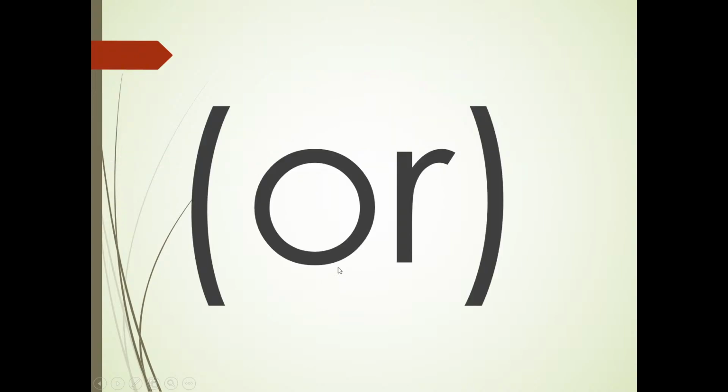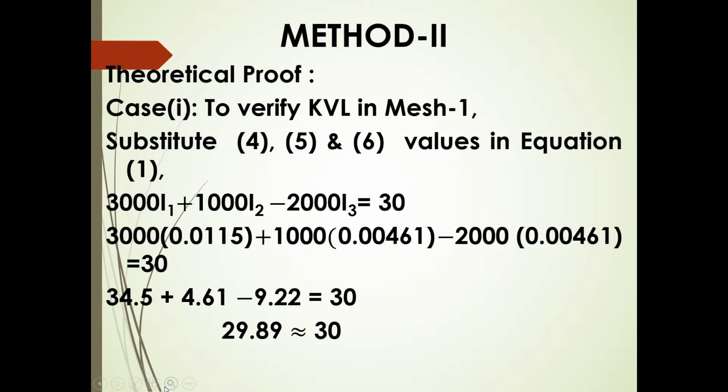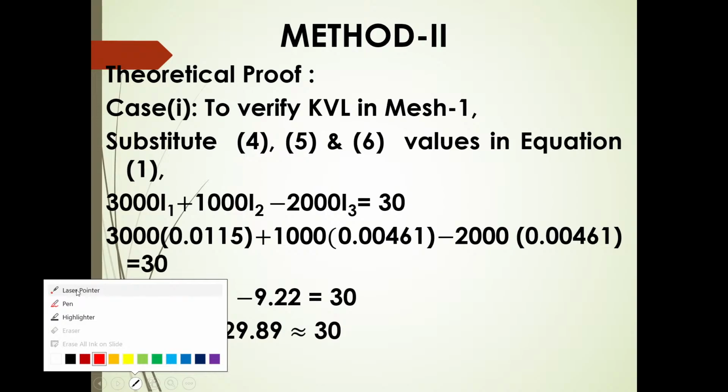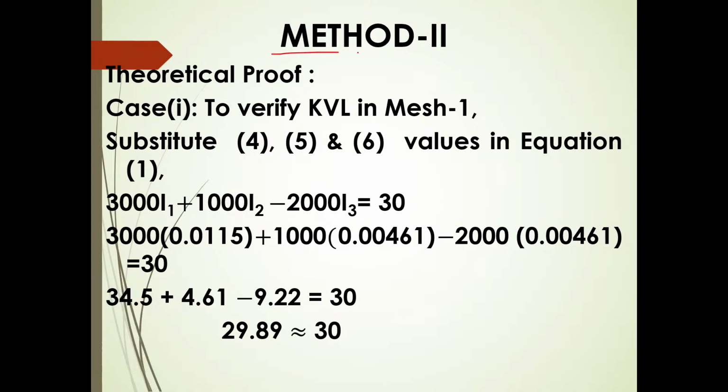So this is one method. See, I have written OR here. So you can follow any method, either the first method or the second method. The first method is simple actually. Let us see the second method also. So OR, what is method 2? Theoretical proof. Let us see the theoretical proof for the given circuit.